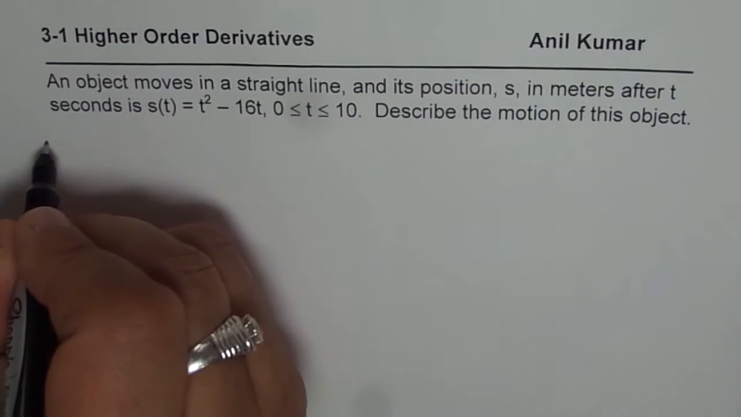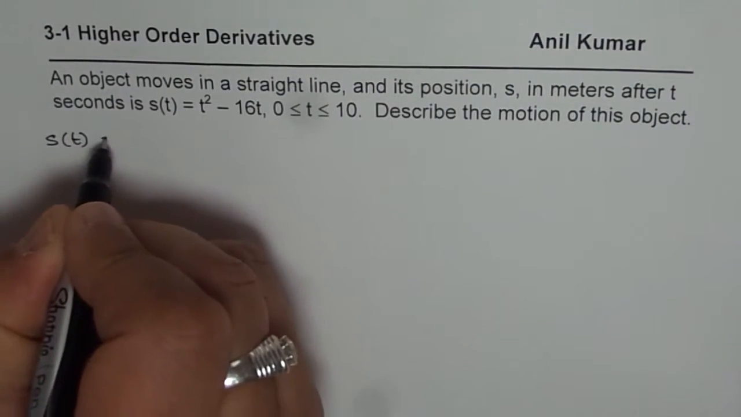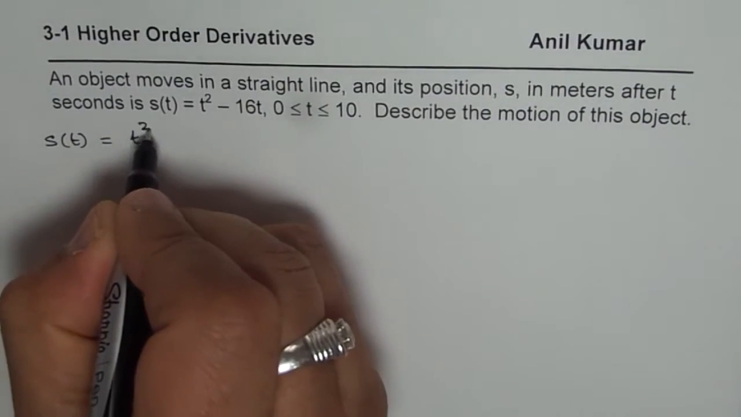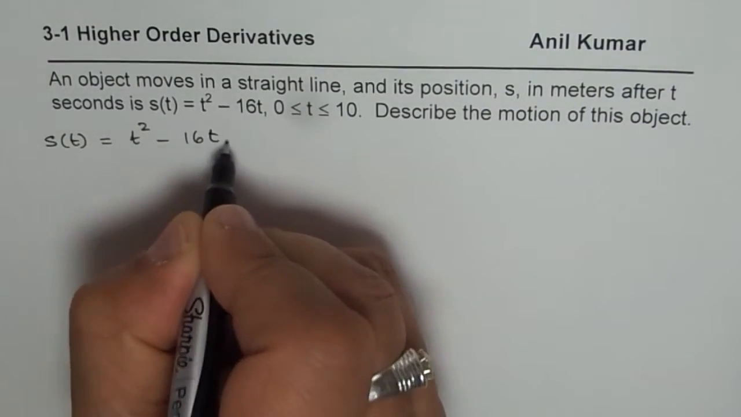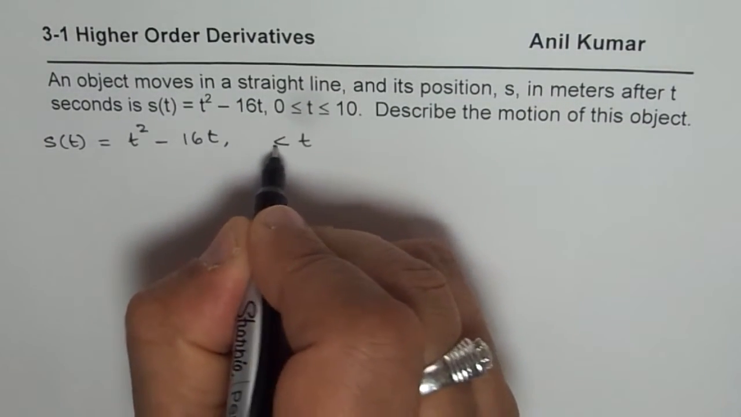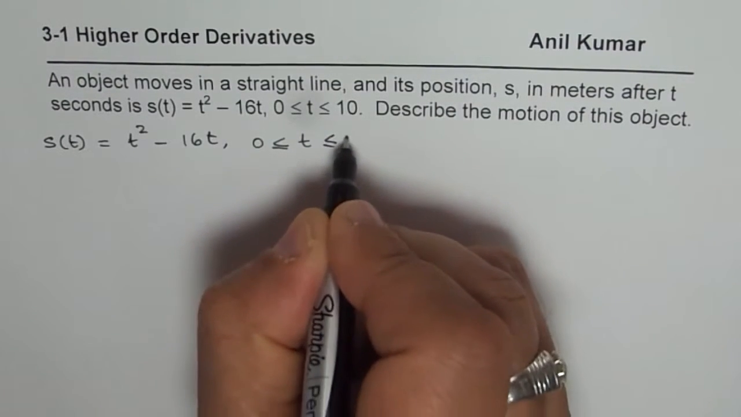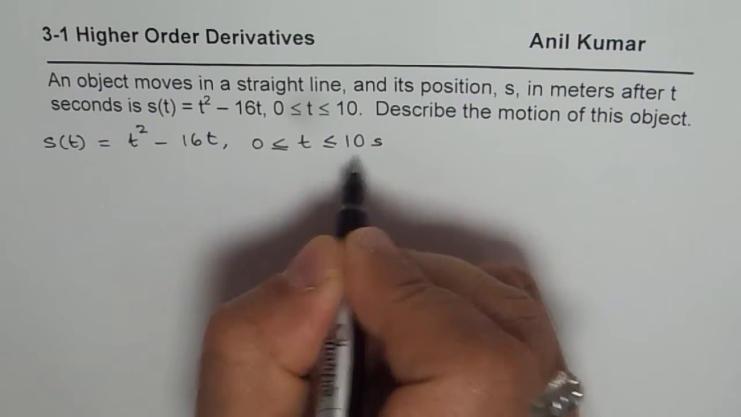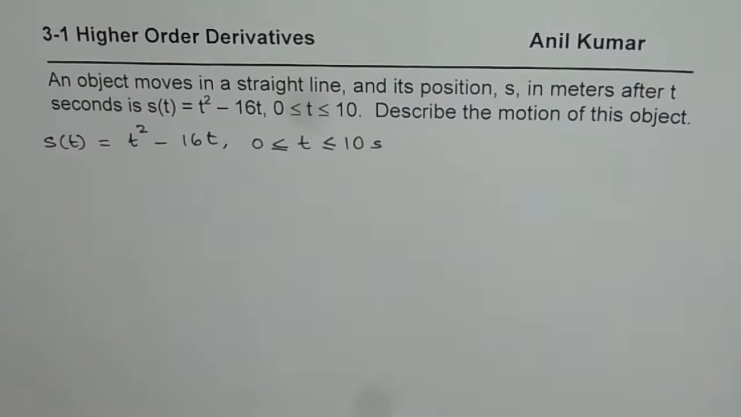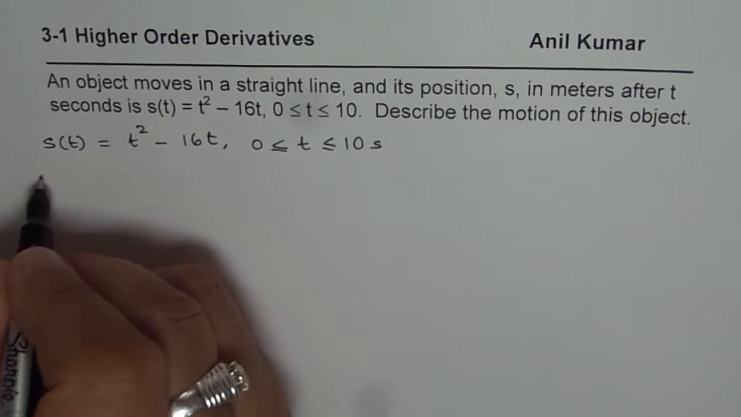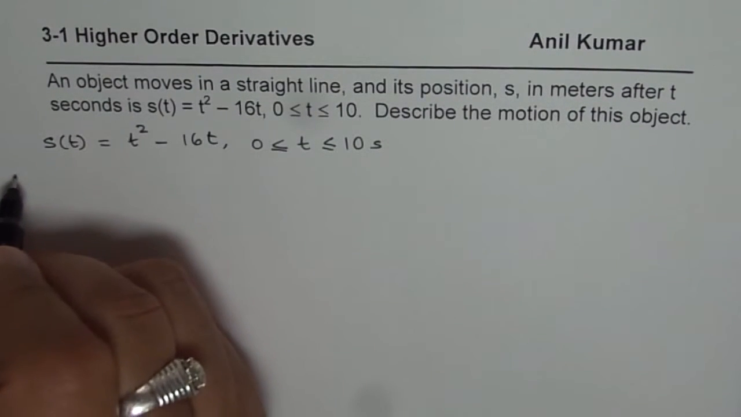So what we are given here is the displacement function, which is s of t equals t square minus 16t, and the time period is from 0 to 10 seconds, right? So the units are seconds for time and meters for displacement. Let us first find velocity and acceleration.